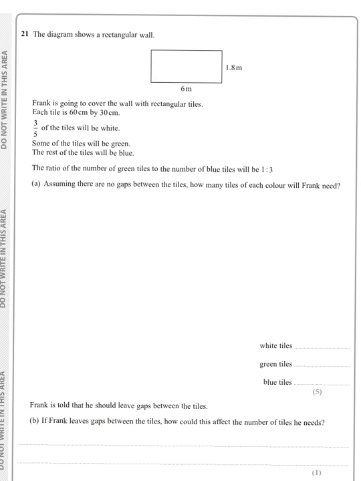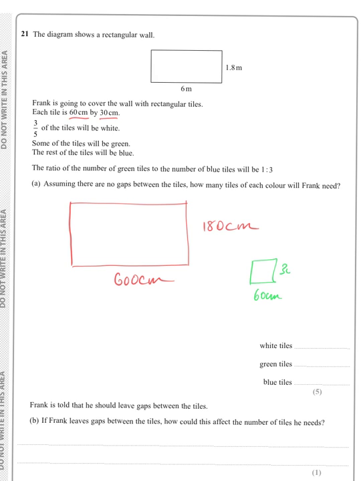Question 21. The diagram shows a rectangular wall, and Frank is going to cover the wall with rectangular tiles, and it says that each tile is 60 centimetres by 30 centimetres. Now, if we draw a diagram of the wall here, and we'll convert to centimetres, so this will be 600 centimetres, and this would be 180 centimetres, then we can see here that a tile would be 60 centimetres by 30 centimetres, so it probably looks more like this actually. So there we go.